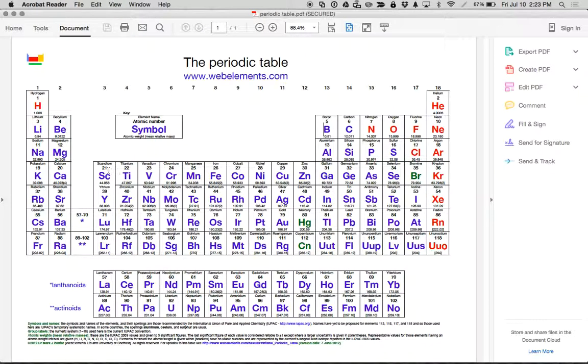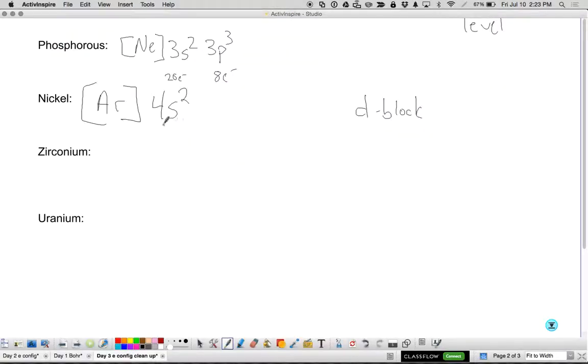okay, wait. So let's finish nickel here. Nickel is 4s2 and then 3d. Now the D, there are, let's see, 1, 3, 5 orbitals in a D subshell. So the D can hold a maximum of 10 electrons, right? So it should be able to do this 3d8 business. That's no problem. Okay?